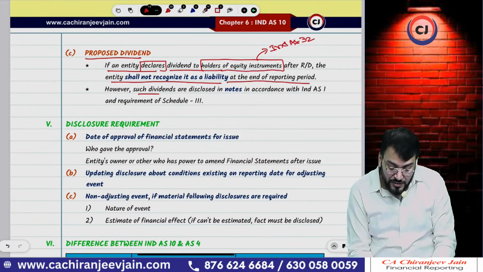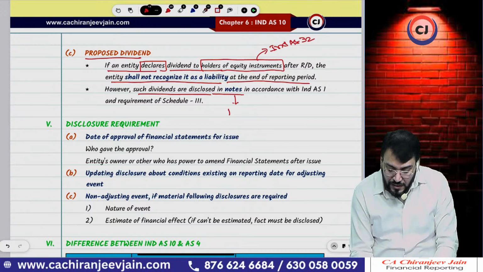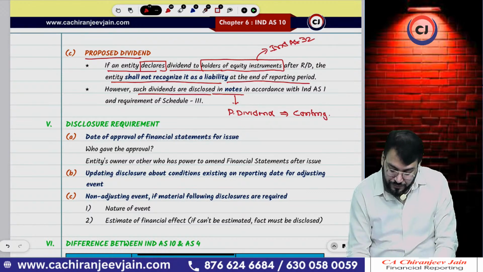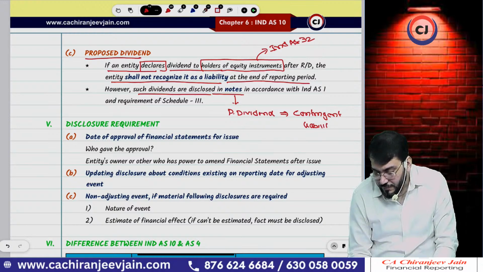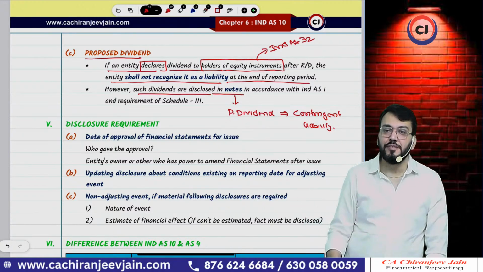Now, when I say such dividends are disclosed in notes to accounts, my question is whether this proposed dividend will be disclosed under contingent liability or somewhere else. Means whether the proposed dividend becomes a contingent liability.